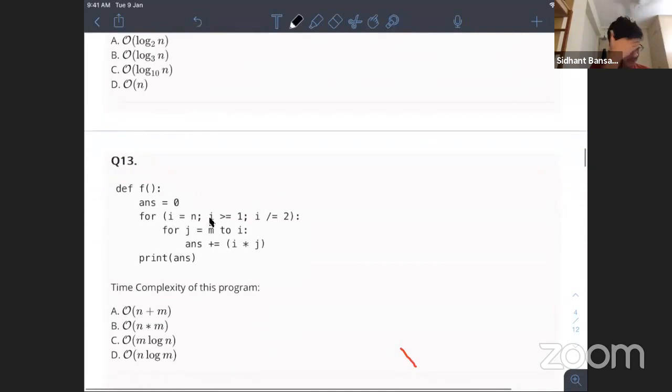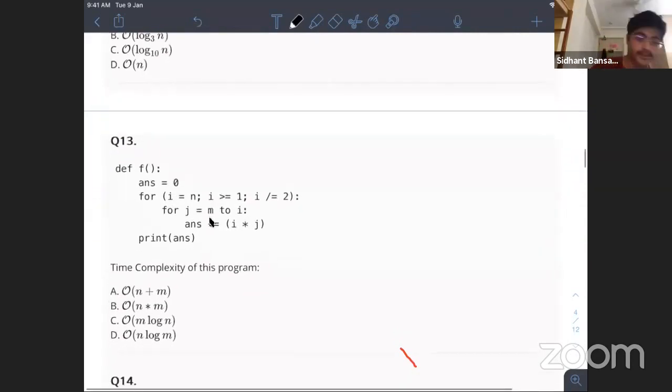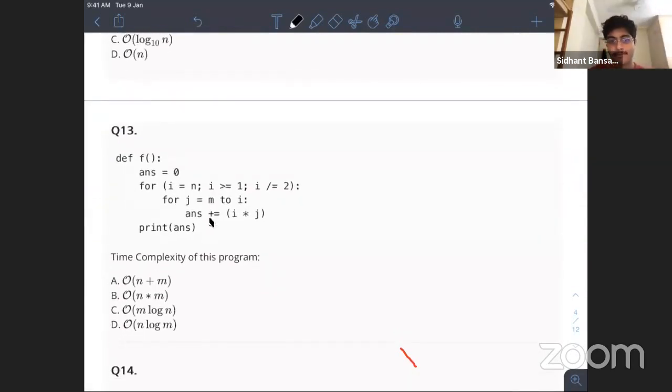Okay, question 13. I feel this one is a nice one. So you have an answer variable. Let's not care about what the answer comes out to be at the end. What should be the complexity analysis? Any ideas? Or even if someone wants to unmute themselves and give a broad description of how they approach this question, they can, if they know the answer.